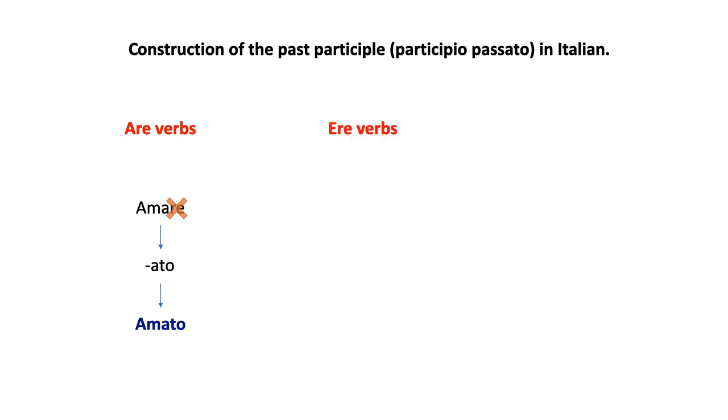Let's think about another group, ere verbs. What happens with these? Well, I'm sure you already know what the first step is. We get rid of the last three letters. So let's actually do avere, right? Avere is an ere verb, ends in ere. What do we add? Attention, since it's an ere verb, we do not add ato, we add uto. We get rid of the last three letters, we add uto. So what is the past participle of avere? Avuto. Yes, avuto.